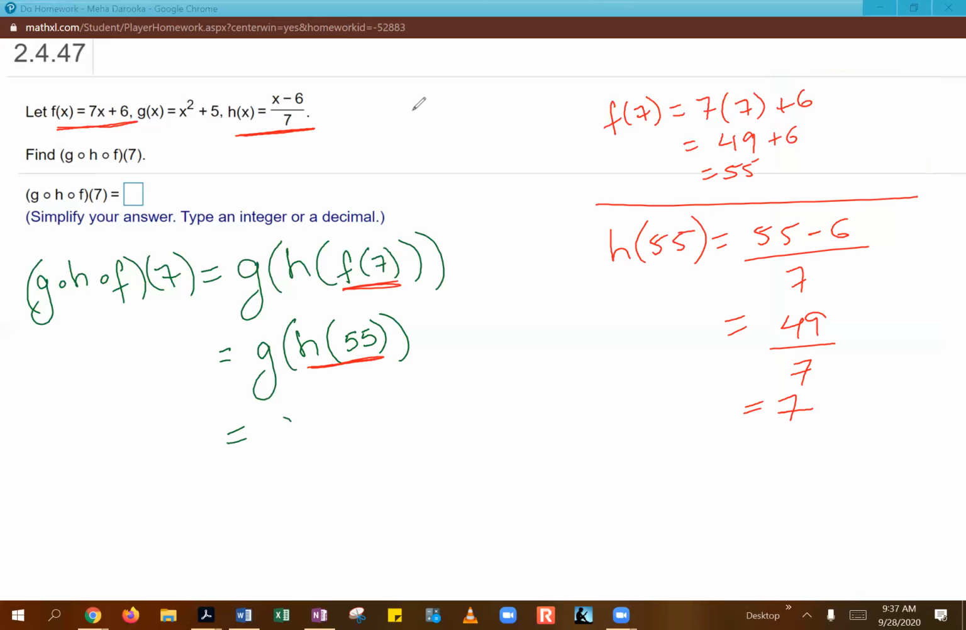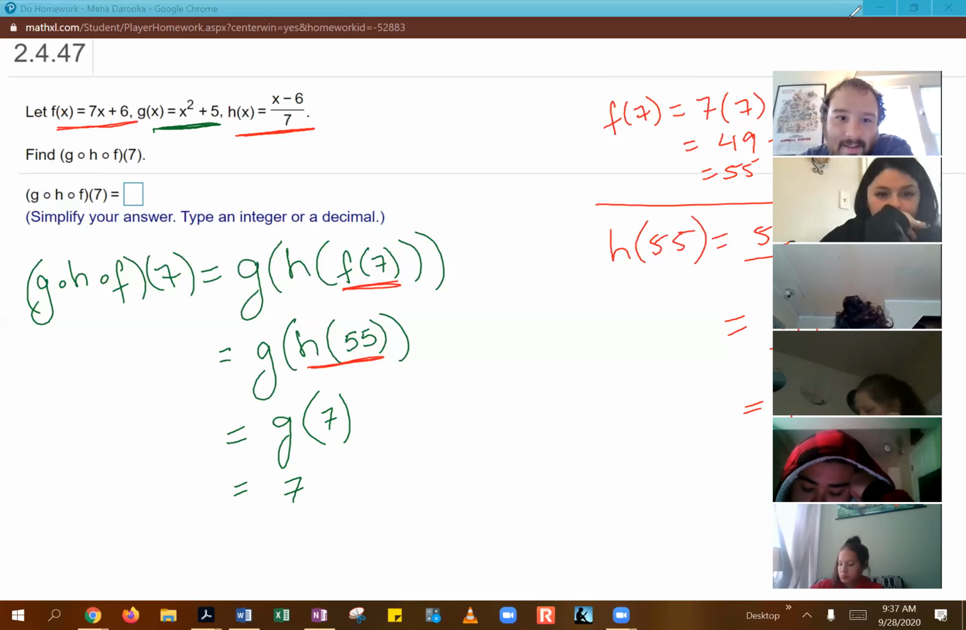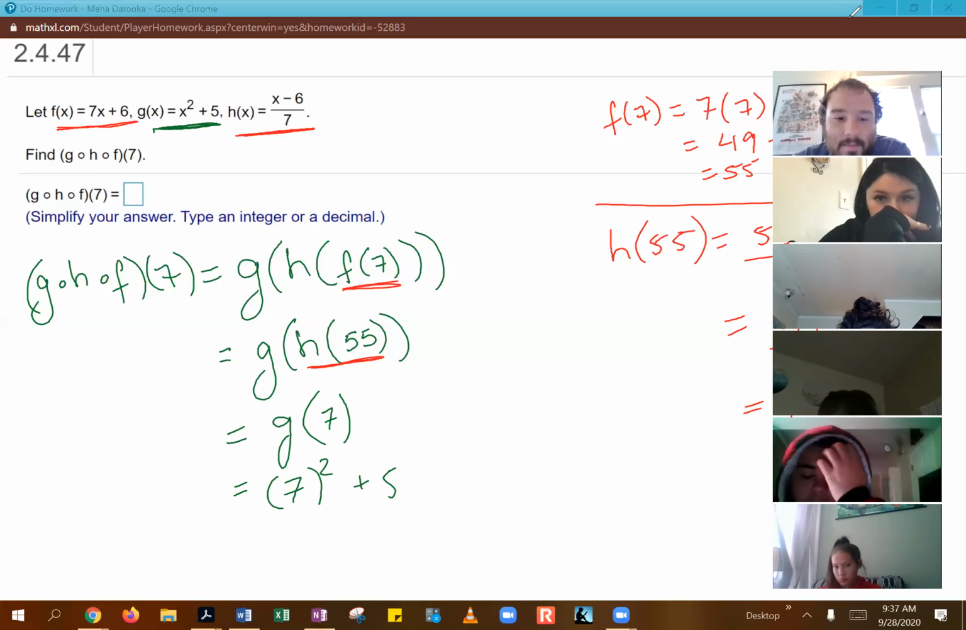So now you will take that 7, which will become the input for the G function. So now instead of H of 55, you will have 7 over here. And then, of course, that's your last calculation, G of 7. And what's that guy? 54. Yeah, because again, we are doing 7 squared plus 5, which is, of course, 49 plus 5. And you end up with 54.